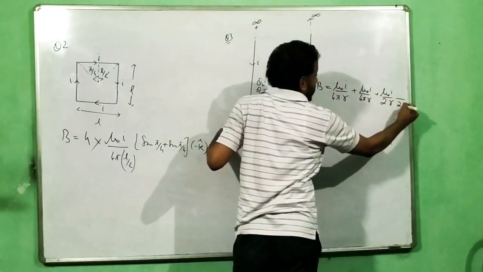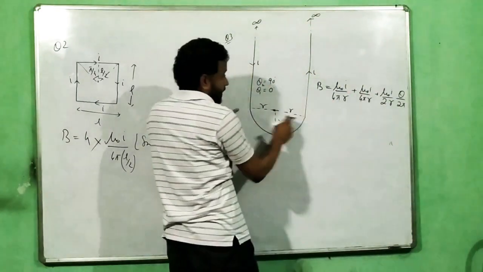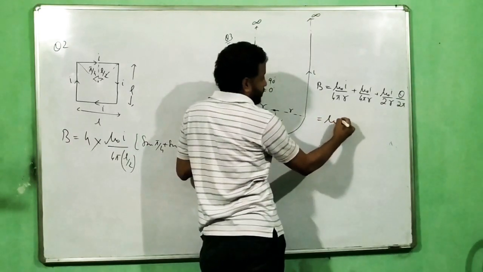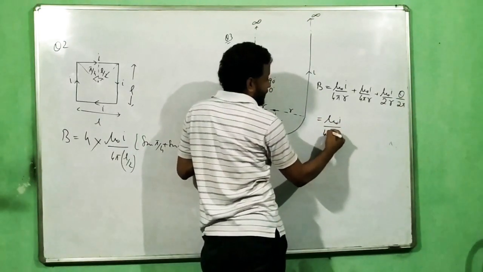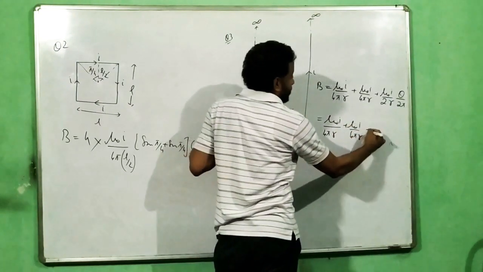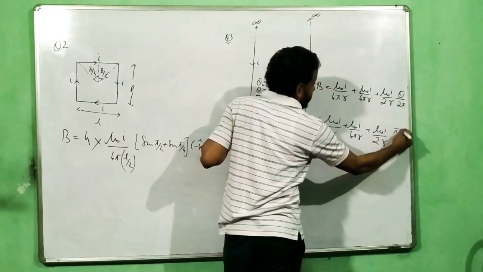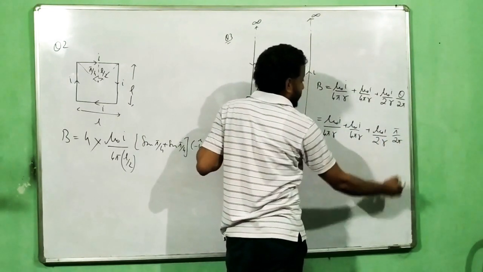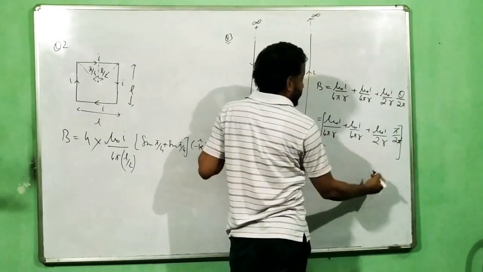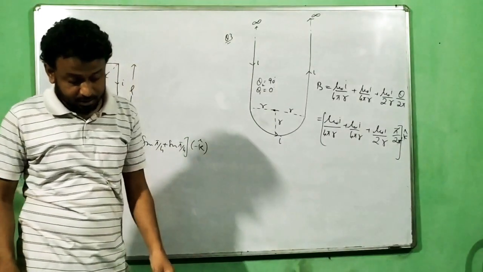Pi comes when you deal with this part, theta by 2 pi. And what is theta here? Theta for this semicircular arc will be equal to pi, that is 180 degrees. So I will have this as mu naught I by 4 pi r, plus mu naught I by 4 pi r, plus mu naught I by 2r, theta is pi divided by 2 pi. Pi gets cancelled out, and the whole thing will have a direction of plus k cap, and that is your final answer.